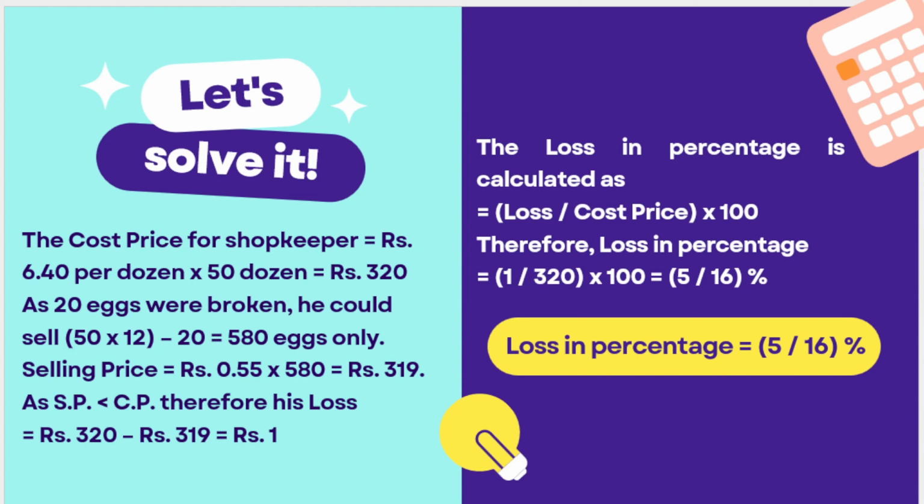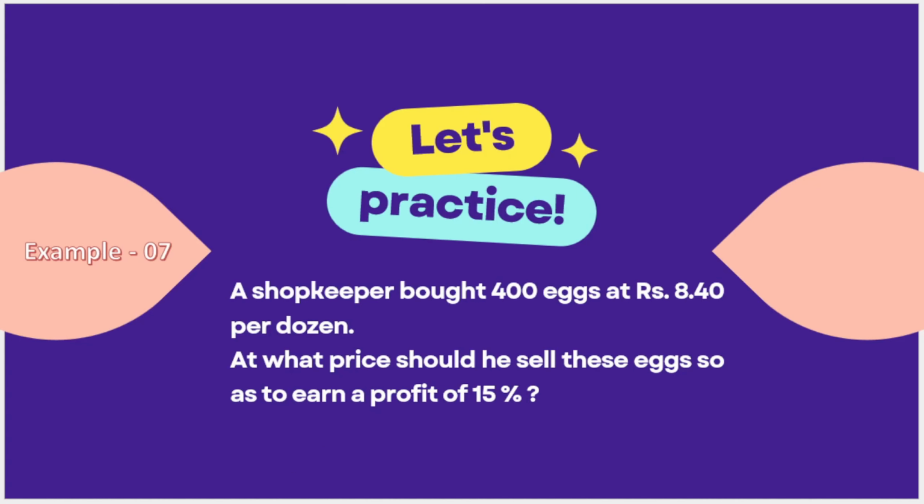Let us go to example number 7. In example number 7, it is given that a shopkeeper bought 400 eggs at 8 rupees 40 paisa per dozen. At what price should he sell these eggs so as to earn a profit of 15%? Let us try to solve example number 7.